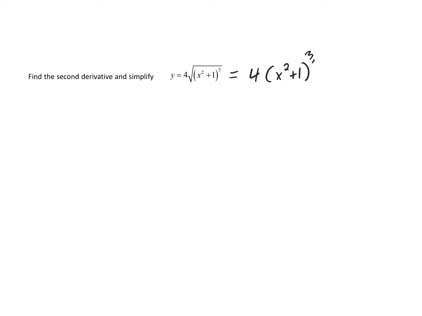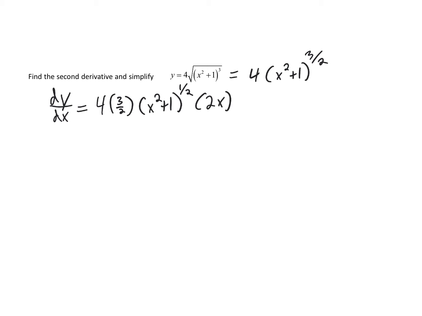Now whenever you see a question like this with the root, it's best to write it in fractional form. Now to find the first derivative, we can just use the chain rule. So bring the exponent down, rewrite the inside, subtract 1 from the exponent, and then take the derivative of the inside. Simplify. Now we can start looking at the second derivative.